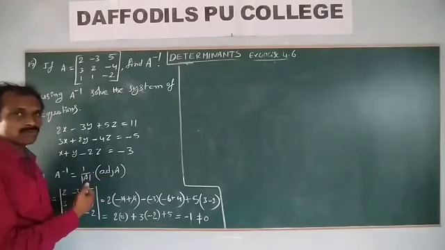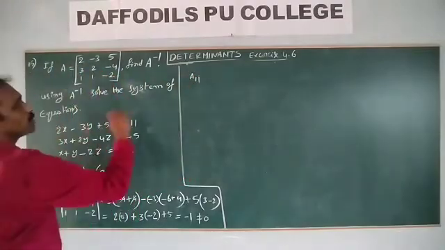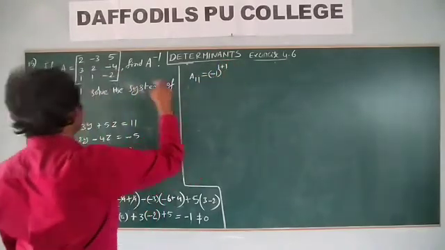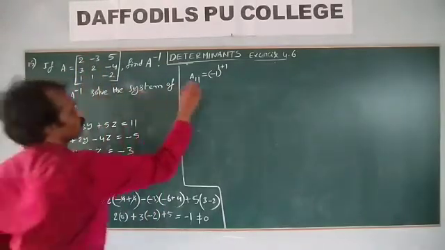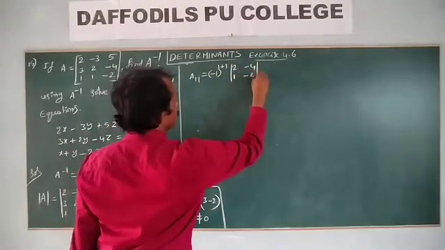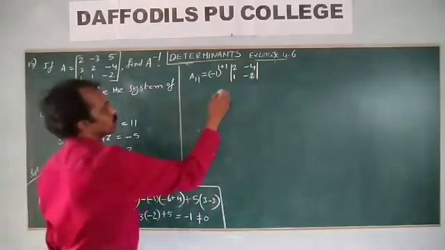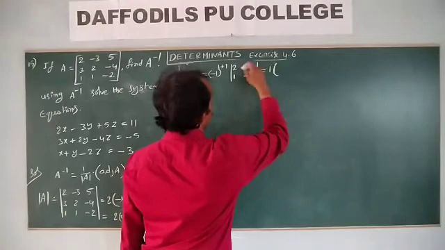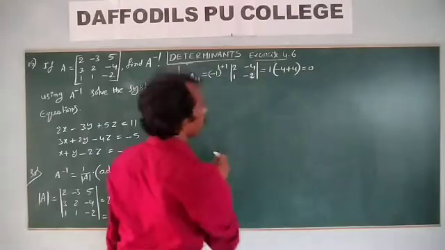So before you find adjoint A, find the cofactors. A11 is equal to minus 1 to the power of 1 plus 1 times its minor. Minor means deleting this row and this column, remaining 2 minus 4, 1 minus 2. So minus 1 to the power of 1 plus 1 times minus 4 plus 4 is equal to 0.